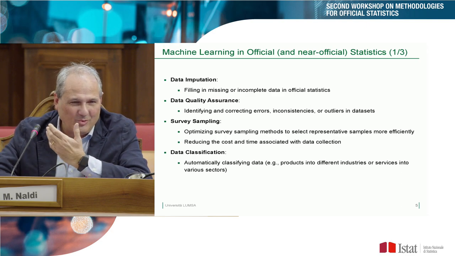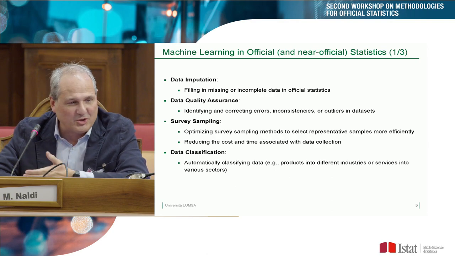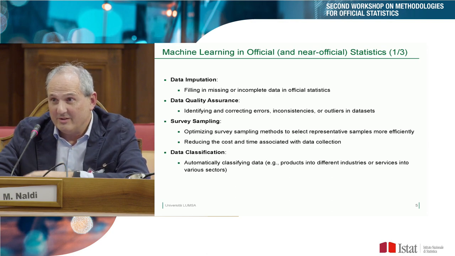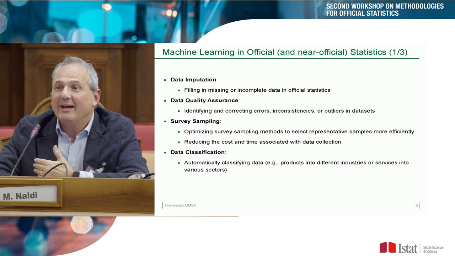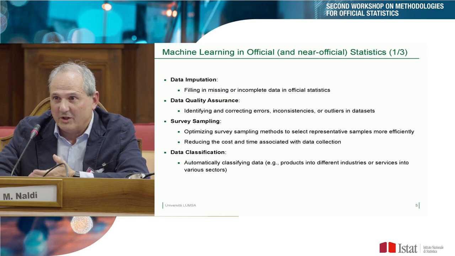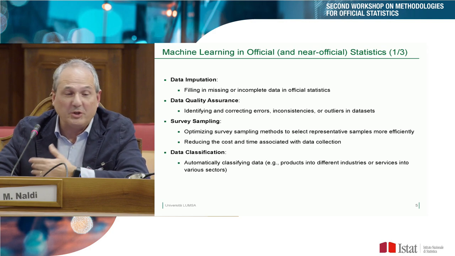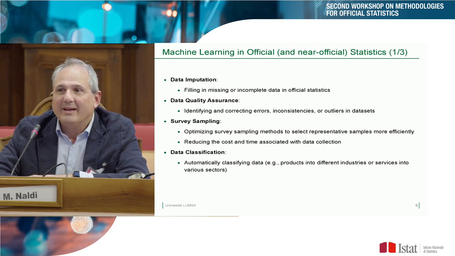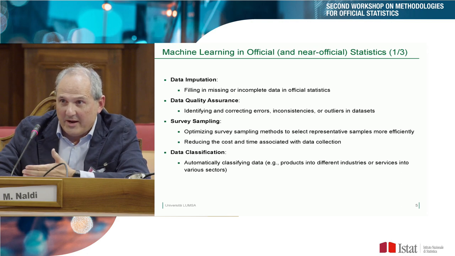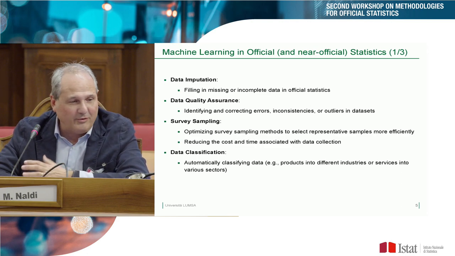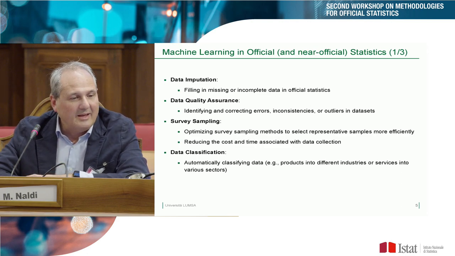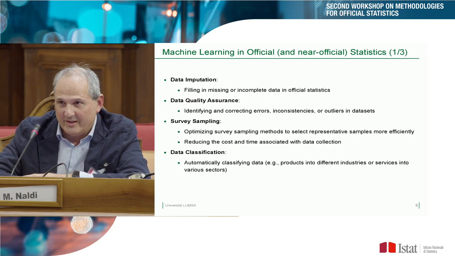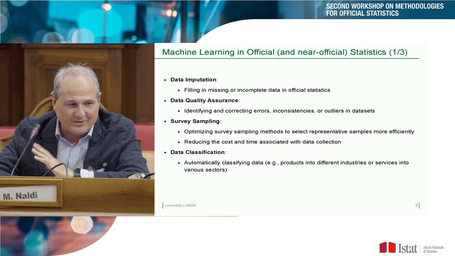And so, for example, you can use machine learning for data imputation, and that's again what you call a classification task in machine learning. We can use it for data quality assurance, since we can identify and correct errors. Again, a form of classification task. We have a whole session tomorrow devoted to the use in surveys, and so I will skip over it.